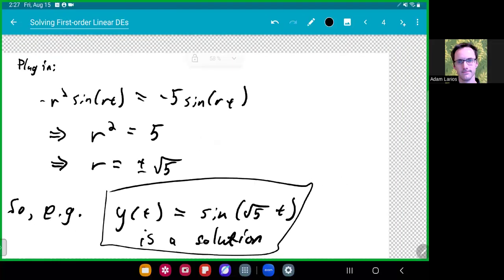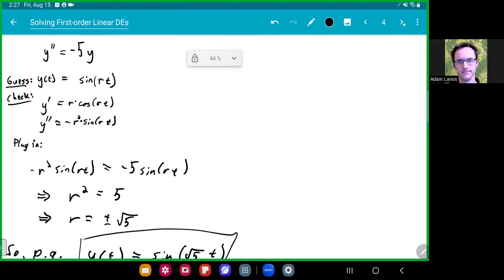If you saw that, great. But this is how to do it for this thing. I encourage you to try it with the guess we tried before of e to the rt. Does that work? Maybe r doesn't need to be a real number in that case. We'll explore things like that down the road, but I'll leave it alone for now.